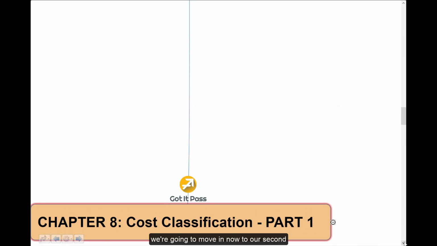Moving from there, really, we're going to move in now to our second part. We have three main parts to cost classification, and in part two, what I'm going to be talking about is really distinguishing between different types of cost. A simple example might be, let's say, the difference between a fixed cost, which is static over a given period, or indeed maybe a variable cost, which varies with production.